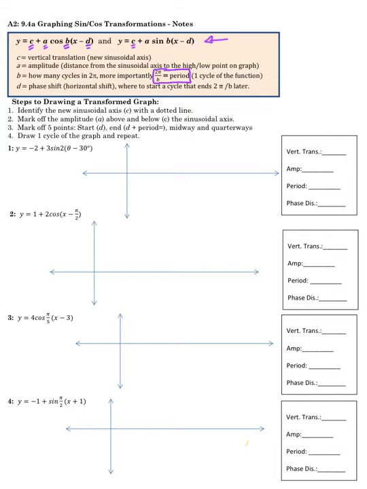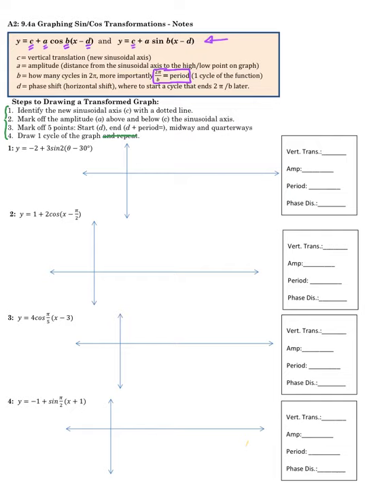And so what I have here are my guidelines for the steps I go through when I'm graphing. I identify the new sinusoidal axis and I draw it. I mark off my y-axis with my highs and my lows. Then I mark off my x-axis where I start, where I end, my average ways, my quarter ways, and then I draw a cycle. For what we're doing, you can just draw one cycle. Let's kind of keep it real.